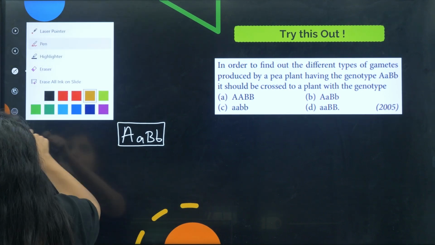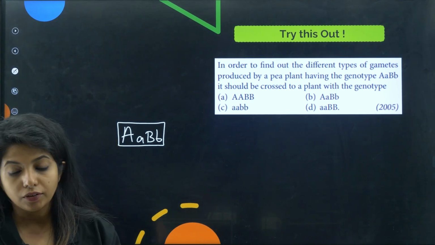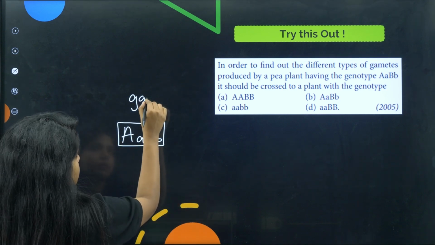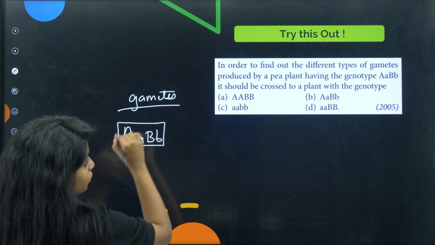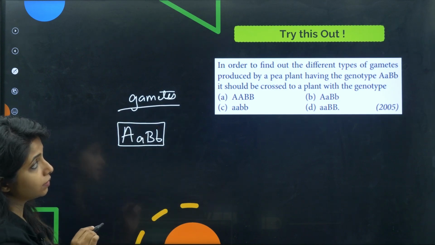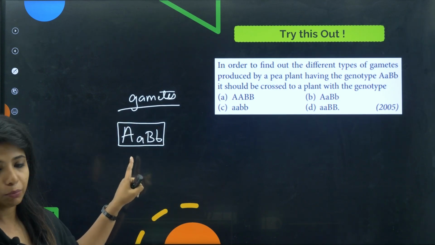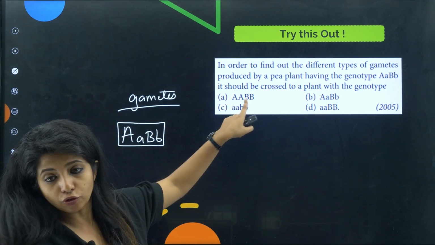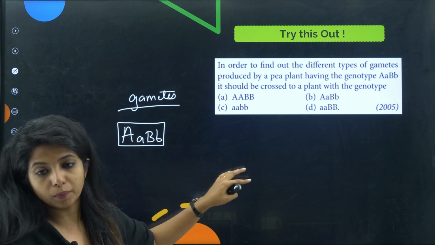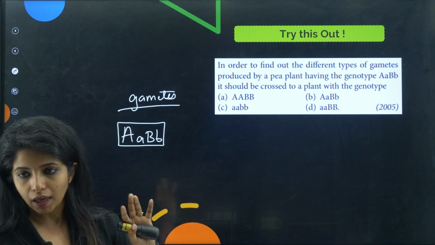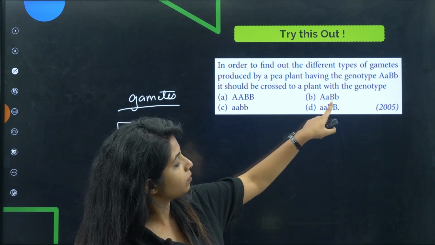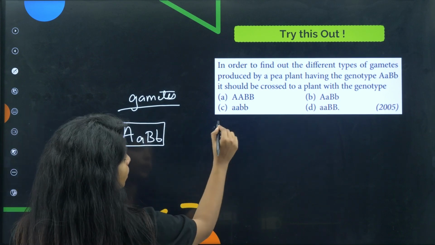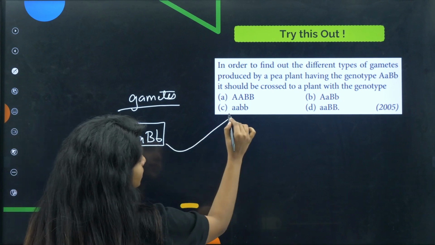Done, children? Over here, understand, you have to find out the different types of gametes produced by a pea plant having this genotype, and hence to find the different types of gametes, what should you be crossing it with? If you cross it with something that is dominant all over, all the gametes will just have the dominant character, and you won't be able to find things out. So for finding the gametes out, you need to always pair with a recessive parent.